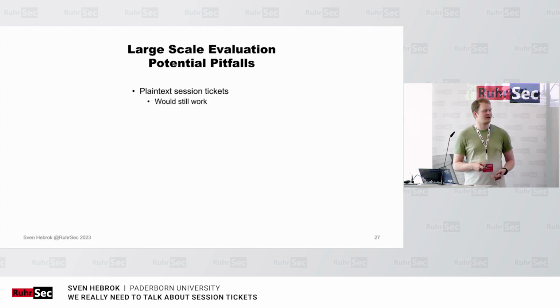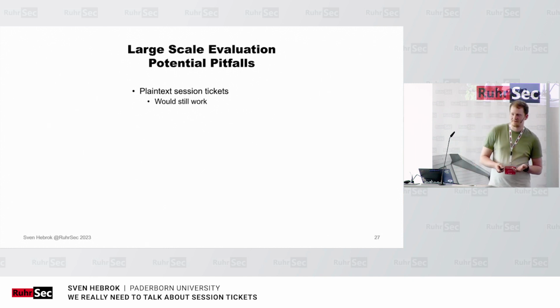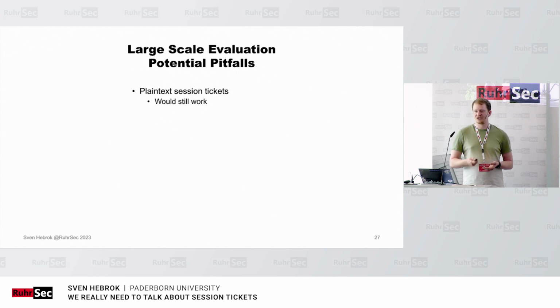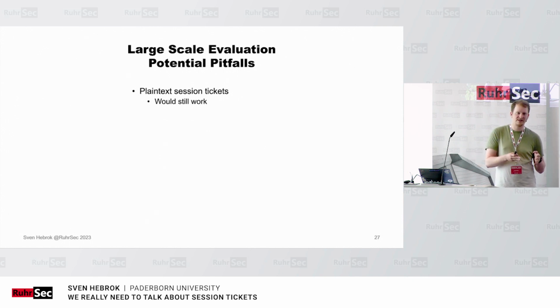The first issue that could occur is that you don't encrypt your tickets at all. Well, this may sound arbitrary. We've seen in the past that some email extensions didn't encrypt the emails even though they wanted to, so stuff like that can happen. And also interesting is that such tickets would still work. No error would show up, you would still get a session resumption because the client gets the ticket, stores it, and sends it back to the server later, who can then get the master secret out of it by just reading it. So those would still work, they would fail silently.